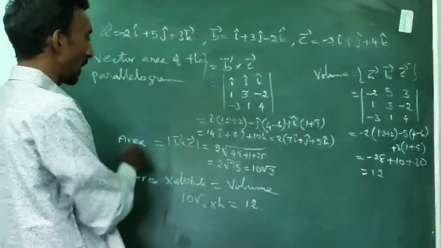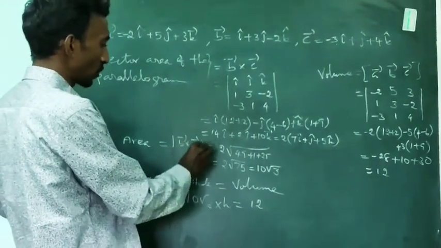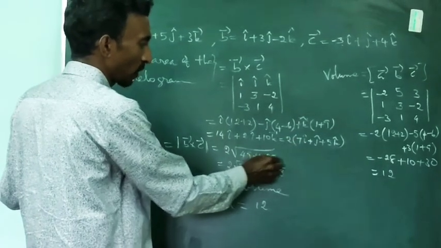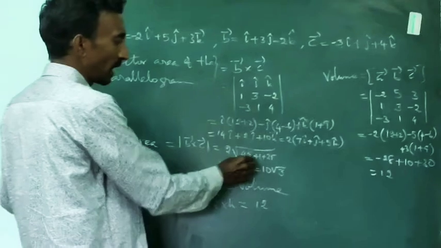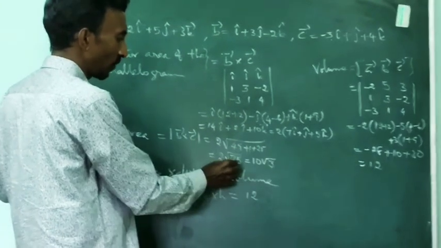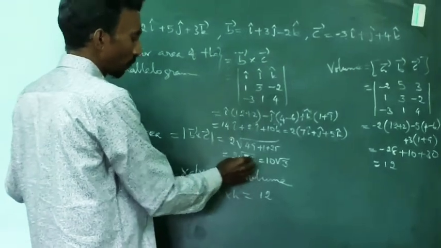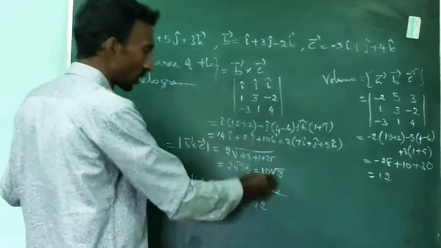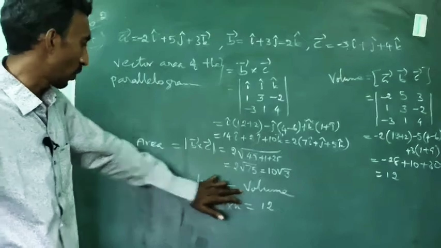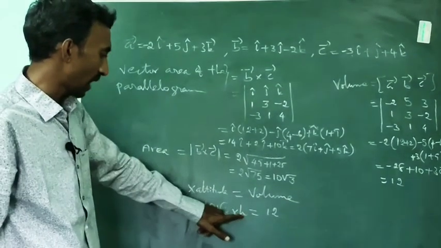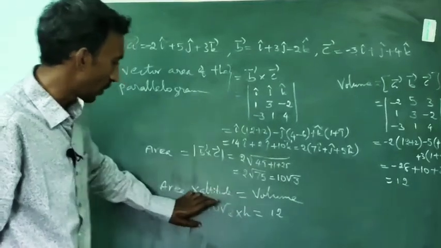Now we need the area, which means find the modulus value. So 2 into root of 7 square plus 1 square plus 5 square. So 49 plus 1 plus 25 is 75. So root of 75 is 5 root 3, into 2, that is 10 root 3. So volume is equal to area into altitude. We are taking the altitude as h. Already the area is 10 root 3.